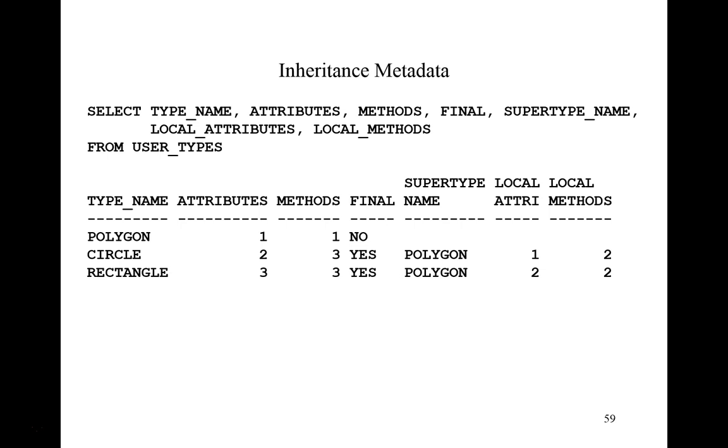Let's examine the metadata. For user types, we're looking at the name of the type, the number of attributes, the number of methods, whether the type is declared as final, the name of the supertype, the number of local attributes, and the number of local methods. For Polygon, we see there's one attribute, one method. It's not final, obviously, because that is the supertype, and we declared subtypes based on that. But notice it has no supertype of its own, that's null, no local attributes, and no local methods. Those are both null.